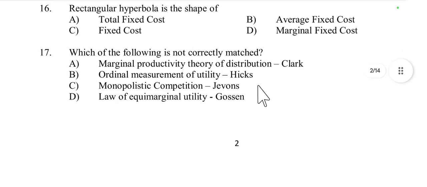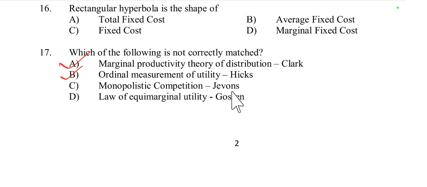Then question number 17. Which of the following is not correctly matched? Marginal productivity theory of distribution, given by Clark. Yes, this is right. Then ordinal measurement of utility, Hicks. Ordinal measurement of utility, Hicks. Right.